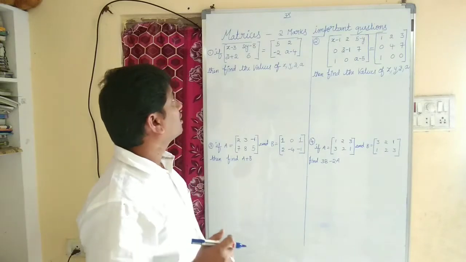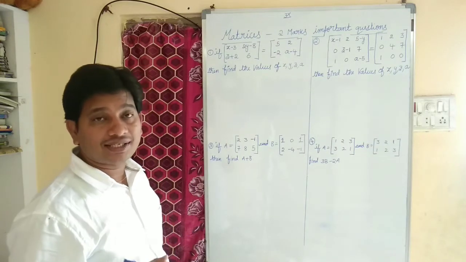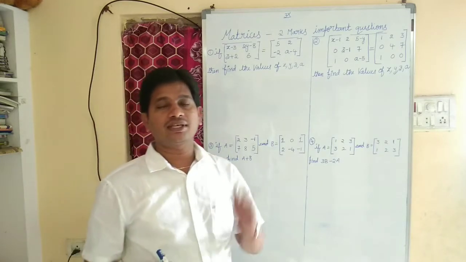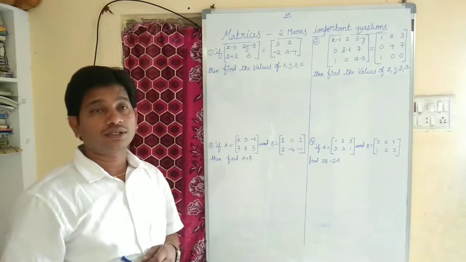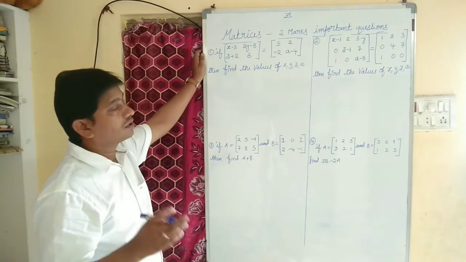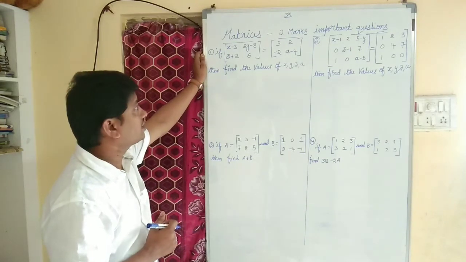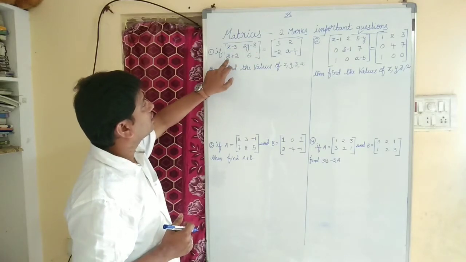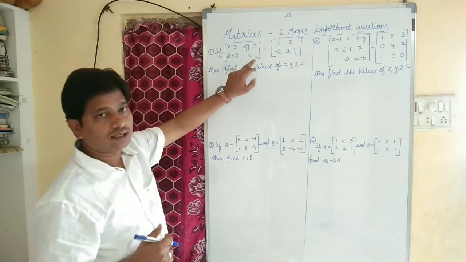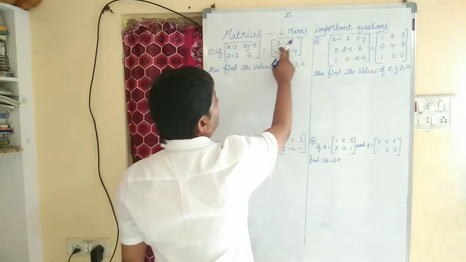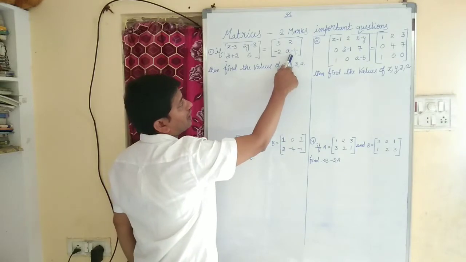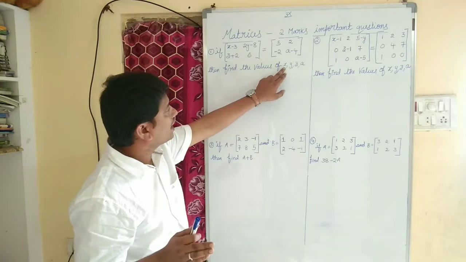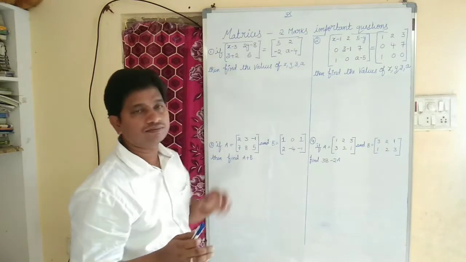In today's session, let us discuss matrices, 2 marks important questions. As we have discussed the concepts in our previous videos, the most important 2 mark question is: if [x minus 3, 2y minus 8; z plus 2, 6] is equal to [5, 2; minus 2, a minus 4], then find the values of x, y, z, a.